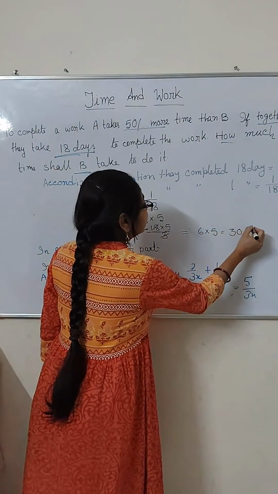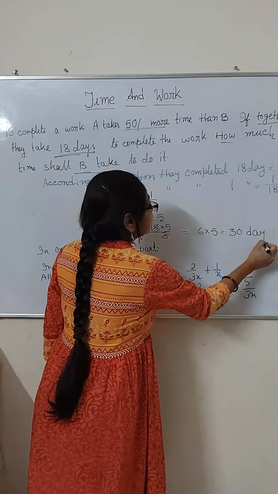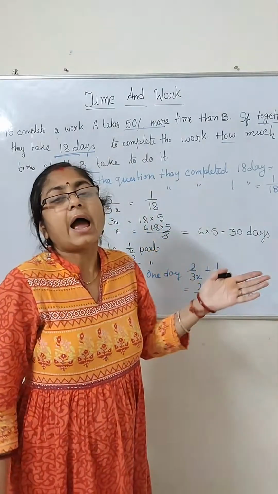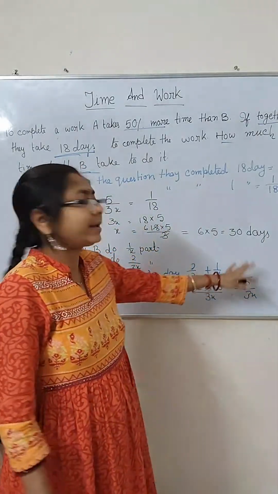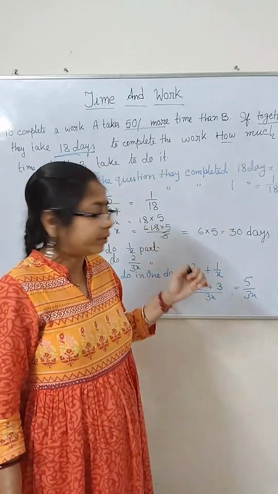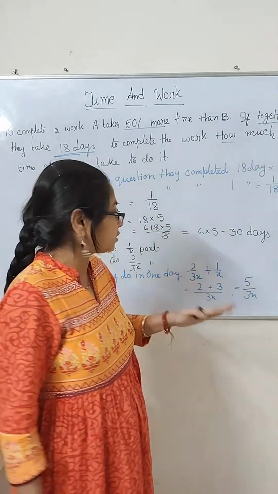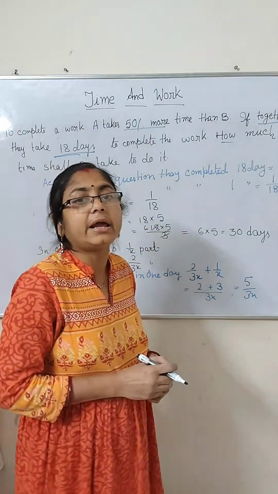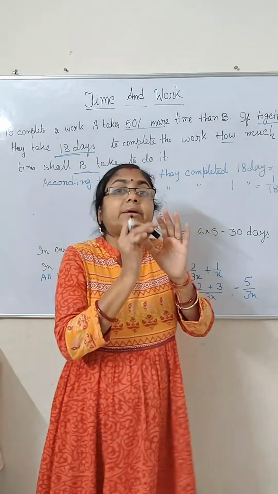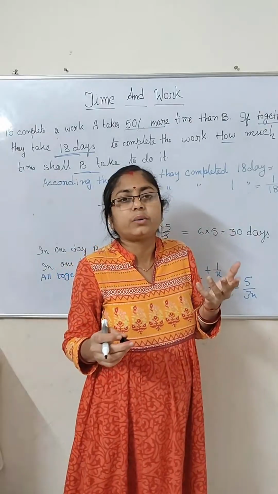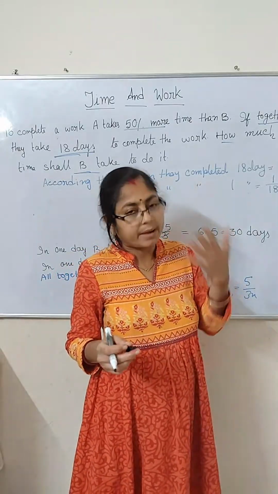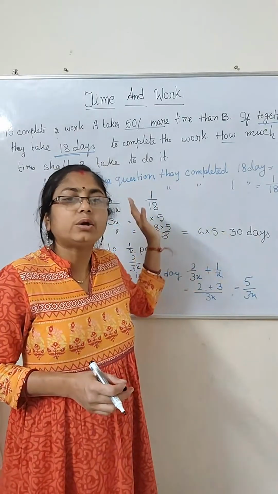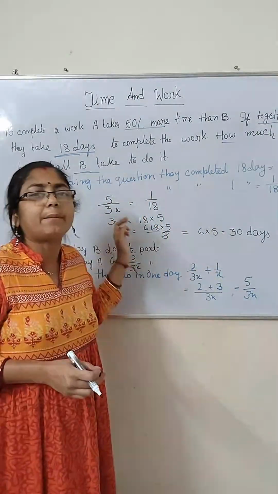Answer is 30 days. How can I do? First, I take x and in that way I make an equation. With x basis I make an equation. It is 5 by 3x. And according to the question, 18 days they completed full work. So what they are doing? Less part. It is 1 by 18 part. And this part is equal, and I solve this x. Please complete the maths.